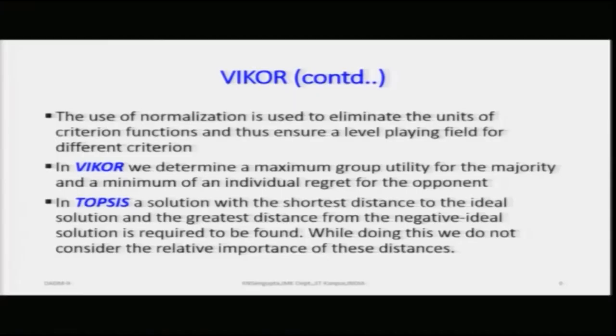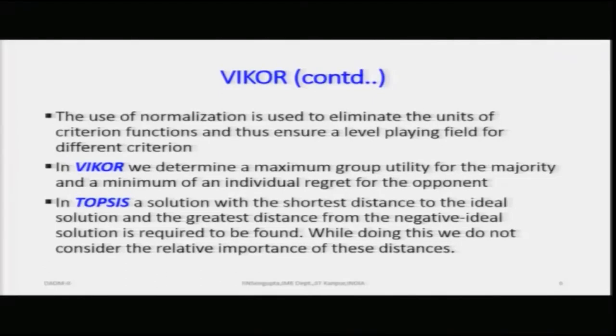In VIKOR, we determine a maximum group utility for the majority and a minimum of an individual regret for the opponent. Regret is basically something to do with the discordance. So, you use the closeness set to group those criteria and alternatives in such a way that shows how close they are, the positive benefit. And if you find some of the criteria have a negative effect on the alternatives, you will group them and find the disutility, which is in some way the discordance concept.